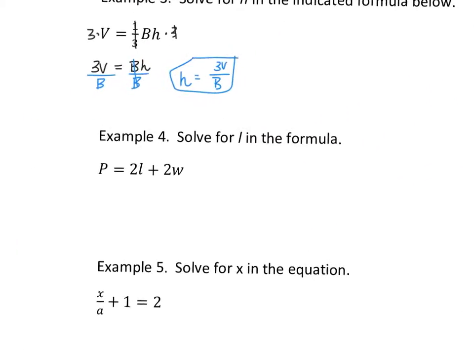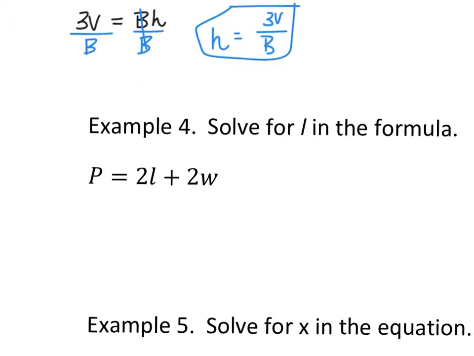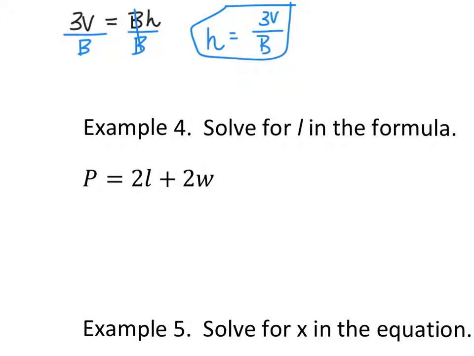Okay, solve for L. L is being multiplied by 2. So I'm going to divide by 2 at the end, but first I have to get rid of the positive 2w. This is just plus 2w. So I'm going to subtract 2w from each side. So this will be p minus 2w equals 2L. So to solve for L, I'm going to divide both sides by 2. So I divide the whole thing by 2.